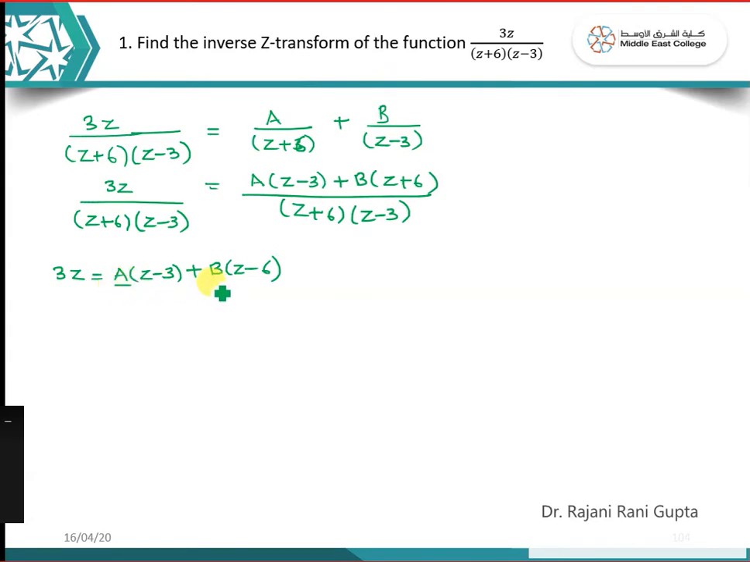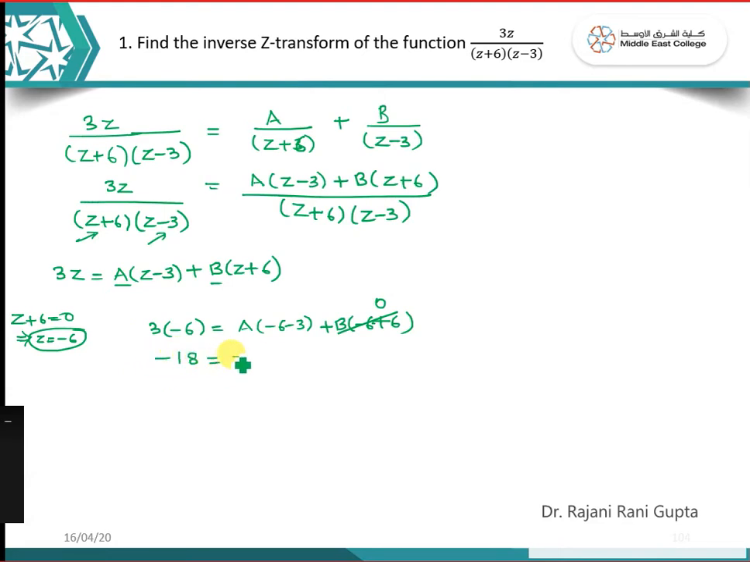As we have two constants, we need two values of z. Those values we will get from this term. So if we put z plus 6 equal to 0, this gives you z equal to minus 6. Substitute it here: 3 times minus 6 gives you A times (minus 6 minus 3), B times (minus 6 plus 6). Sorry, it is plus 6 here. This cancels to 0. So this gives you minus 18 equal to minus 9A. That gives you A equal to 2, a constant value, right?